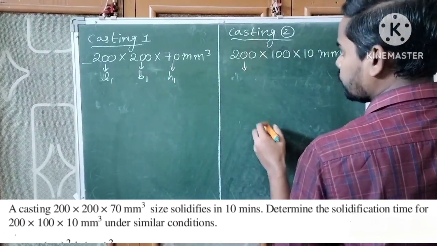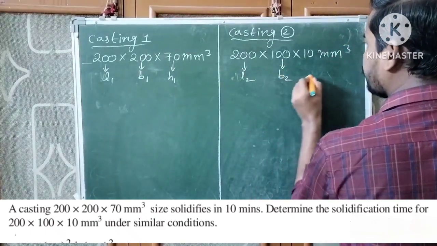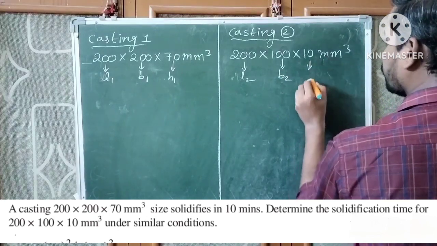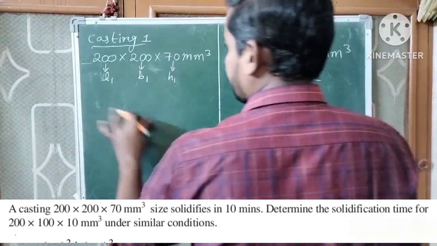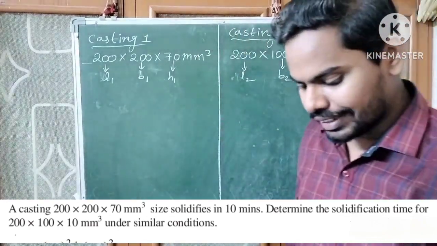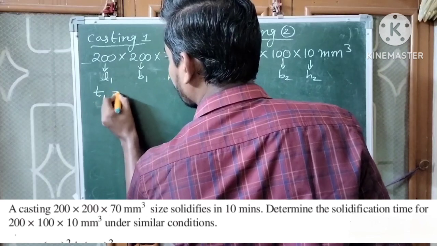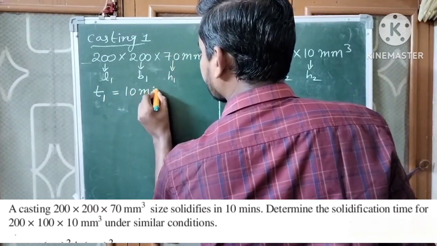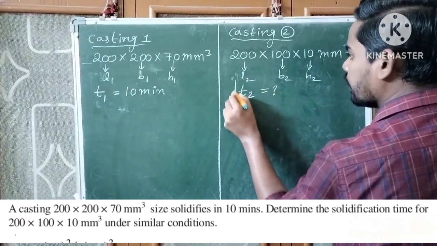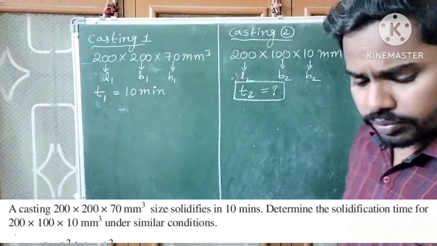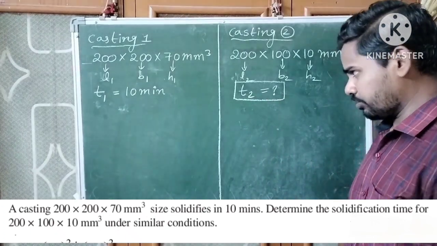And here casting 2 dimensions. Okay, so length L2 is equal to 200 mm, breadth or width B2 is equal to 100 mm, and H2 height of the casting 10 mm. Anyhow here given two castings, and casting 1 solidifies in 10 minutes. So casting 1 solidification time, let us say T1, is equal to 10 minutes. And solidification time of casting 2, we need solidification time of casting 2. So how much time casting 2 will take to solidify, we have to find.